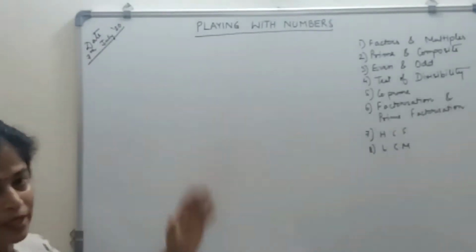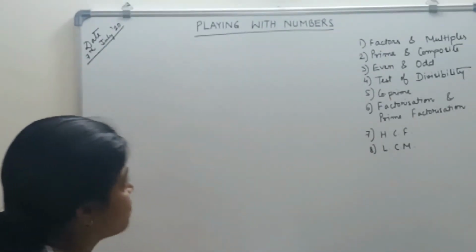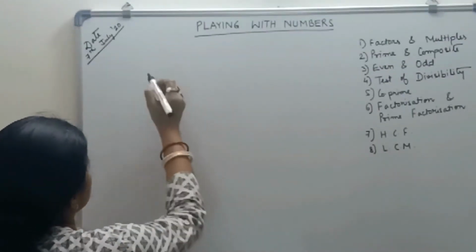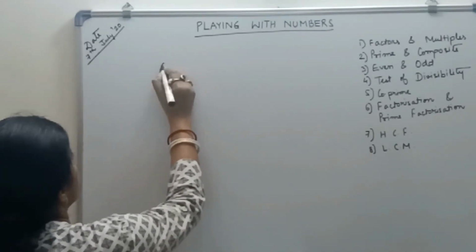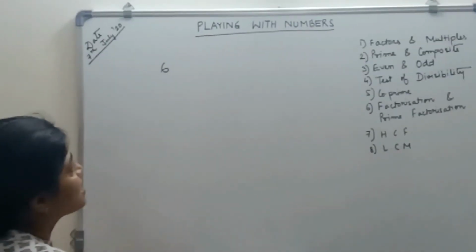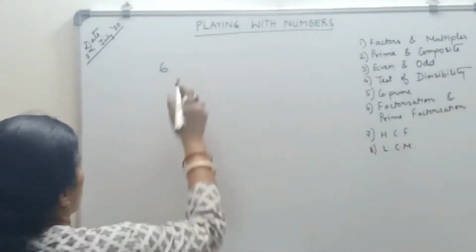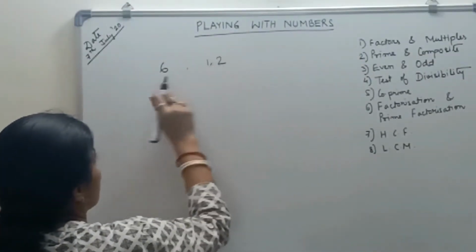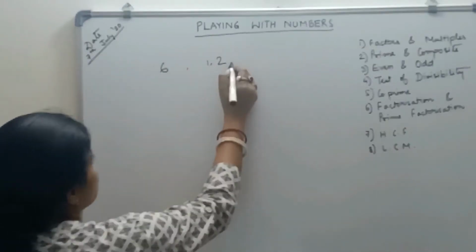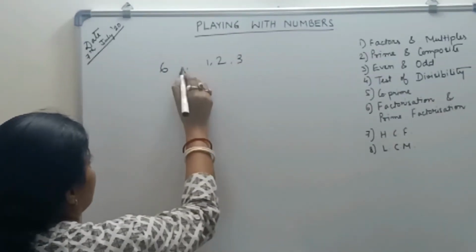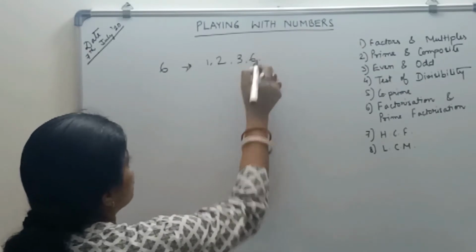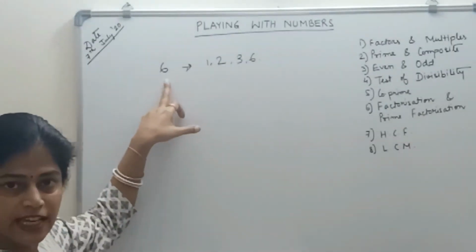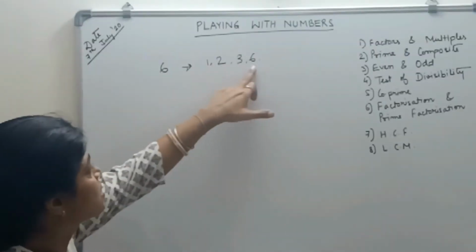A factor of a number is an exact divisor of that number. Suppose I take 6, what are the numbers that can divide 6? See, 1 can divide 6 exactly. Then 2 can divide 6, 2 into 3 is 6. So 3 can divide 6, and 6 also is a number which can divide 6 exactly. So these are the factors of 6.